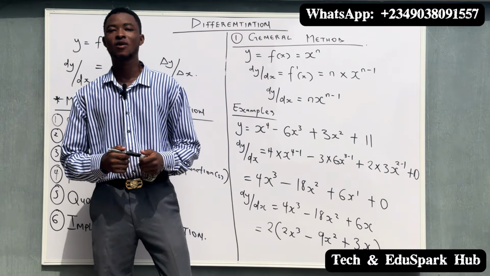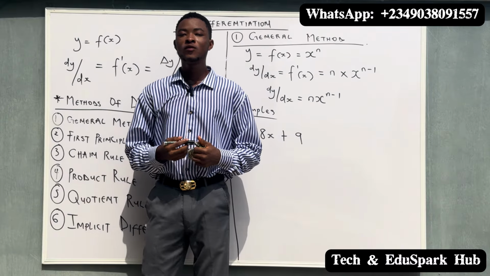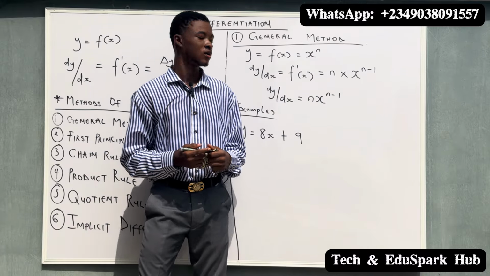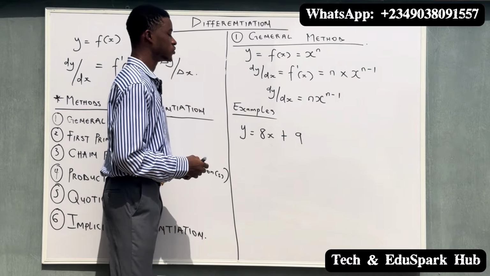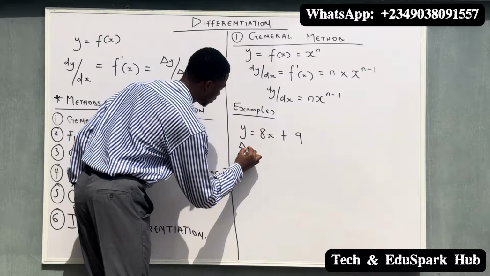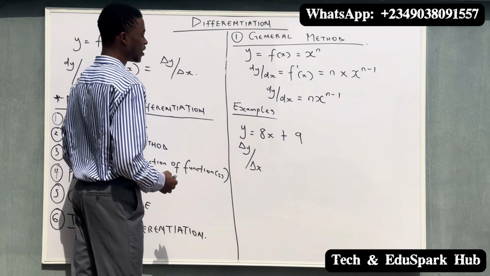So let's look at our last example on the general method of differentiation. Moving to the last example under the general method of differentiation, we have the question as written on the board, which is giving us y equals 8x plus 9. So we have to find the change in y over change in x. This is still the same thing as writing dy over dx.